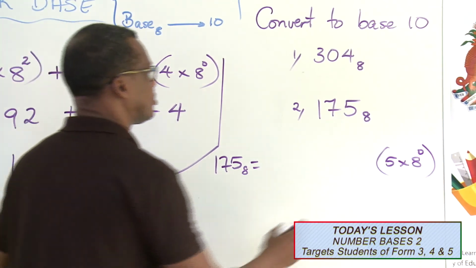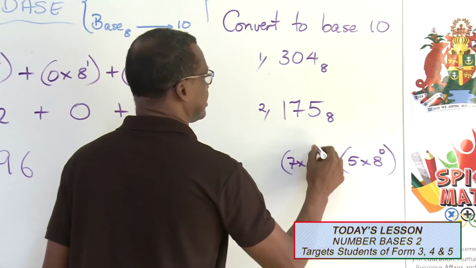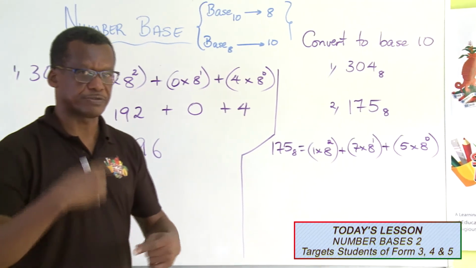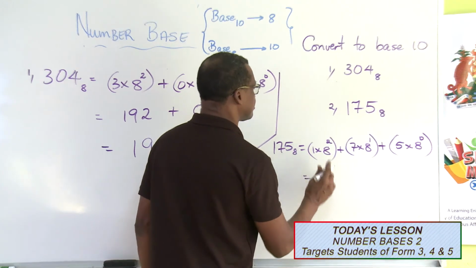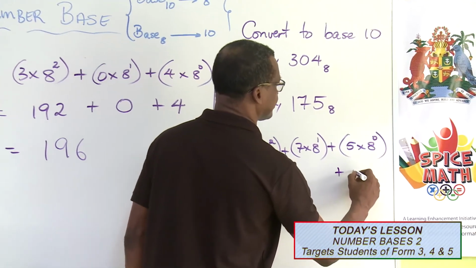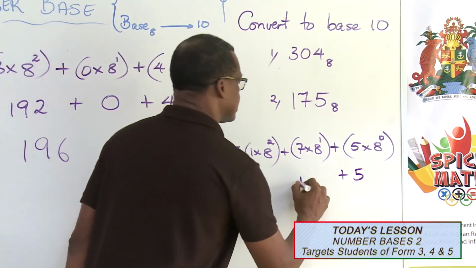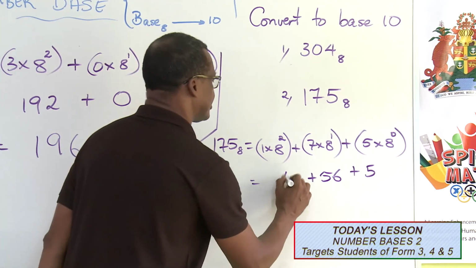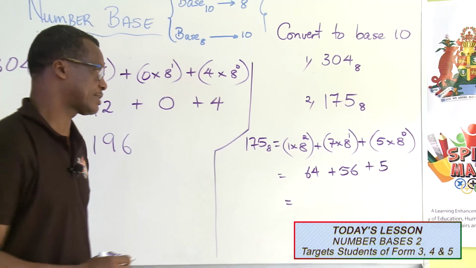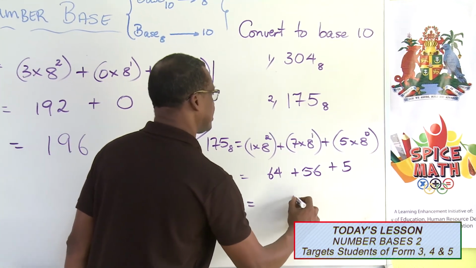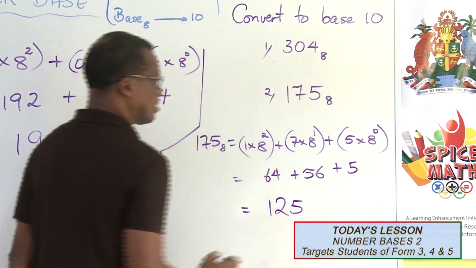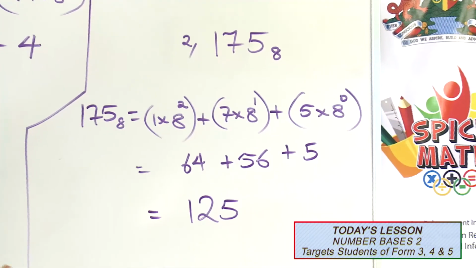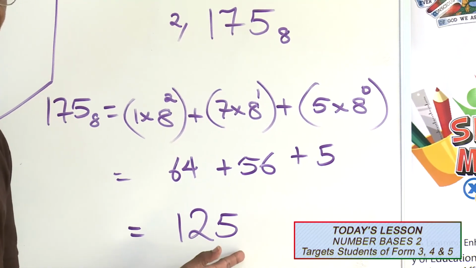First number, 5 times 8 to the power of 0 plus 7 times 8 to the power of 1 plus 1 times 8 to the power of 2, because we're in base 8 and we're converting that base 8 number to base 10. 5 times units would give us 5 times 1. 7 times 8 give us 56. And 1 times 8 squared give us 64. Let's add this up and see what we get. 5 and 6 are 11 and 4, 15. 1 and 5 is 6 and 6 is 12. 125. So the number 175 base 8 is equal to 125 base 10.